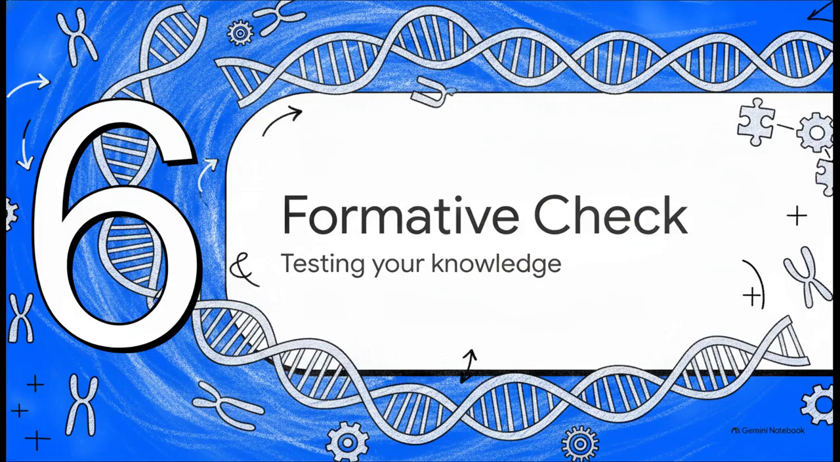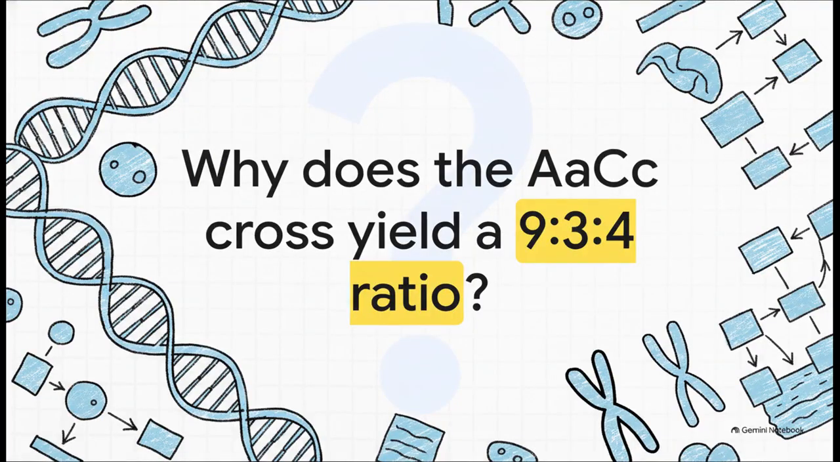Section 6. Formative check and recap. Testing your knowledge. Let's see if you can put this all together. Think back to our mouse coat color example for a second. Why exactly did that genetic cross fail to produce a standard Mendelian dihybrid ratio? Why did we get 9:3:4 instead of 9:3:3:1? Take a quick mental pause and try to recall the specific mechanism we talked about.